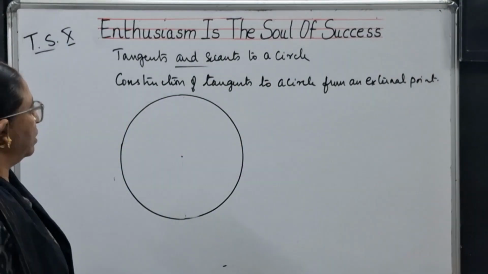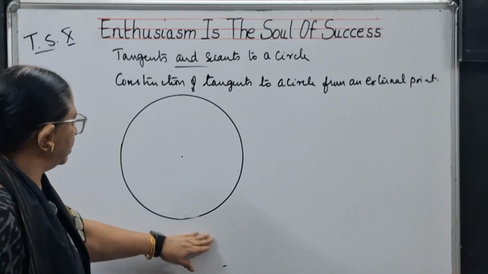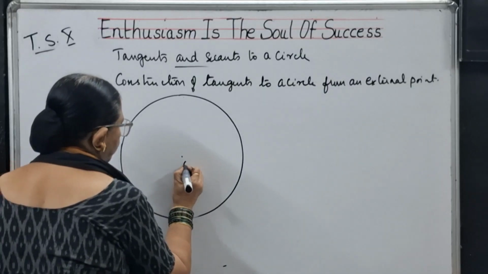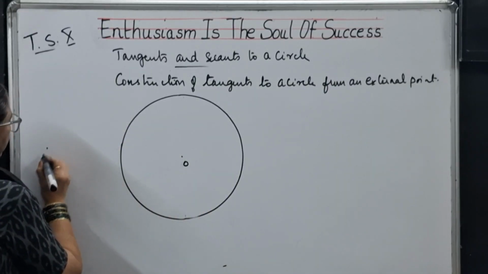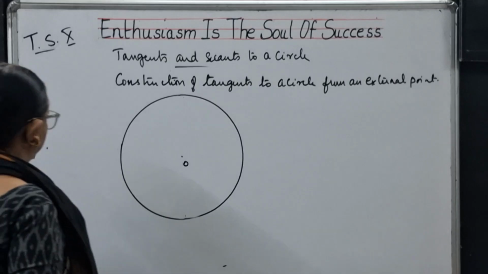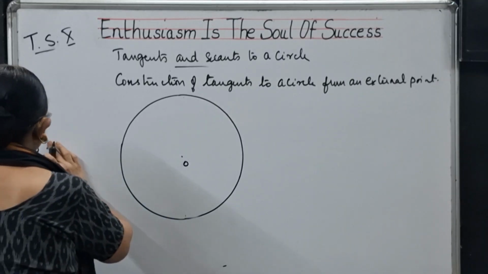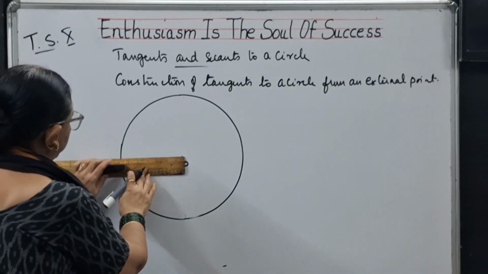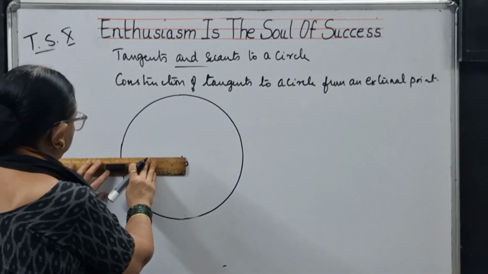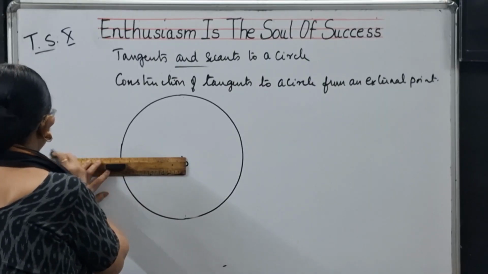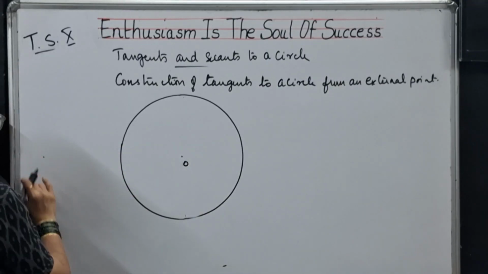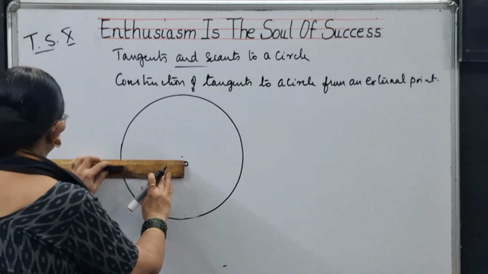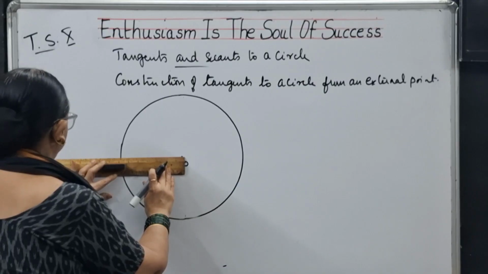Construct a tangent to a circle from a point external to the given circle. So suppose this is the circle given to you and this is the center O. And a point is given here, P. You have to draw a tangent from this point. Let me take the point exactly, it is convenient for us. So I am taking this as the point P. Now from this point you have to draw tangents to the circle. First what you have to do is join OP.